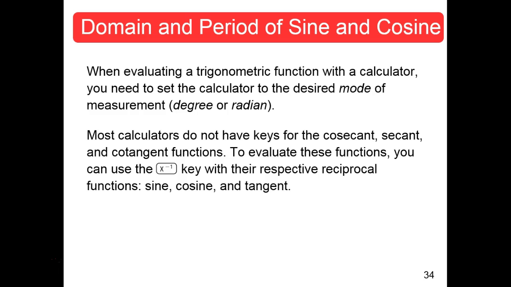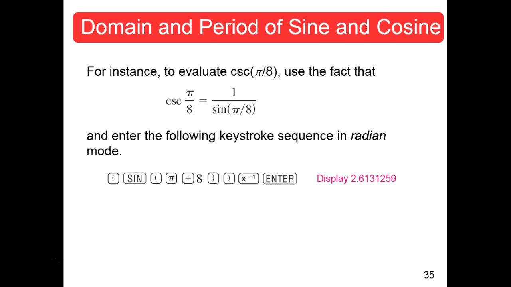So let's do a few. Here's an example: the cosecant of pi eighths. How would you do that? Go to cosecant on your calculator. It's not there. So how do you do it? Start with sine. It's 1 over sine of pi over 8. Cosecant is the reciprocal of sine, so you can find the sine of pi over 8.